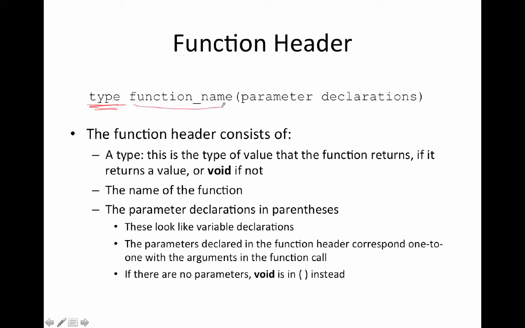Then we have the name of the function, whatever you want to call it. And then in parentheses, we have what are called parameter declarations. So the parameter declarations look a lot like variable declarations. And the parameters that are declared in the function header have to correspond one-to-one with the arguments in the function call. Now, if you don't have any parameters to declare, if you're not passing anything to the function, then you have the word void in the parentheses instead.